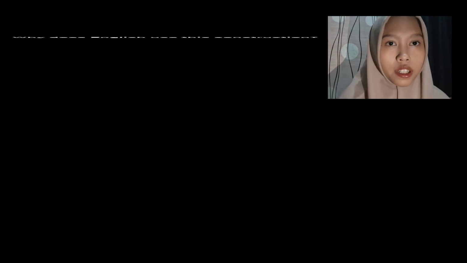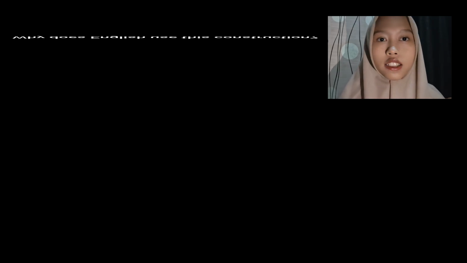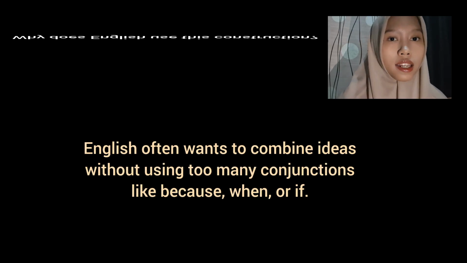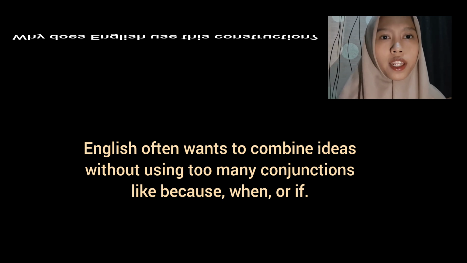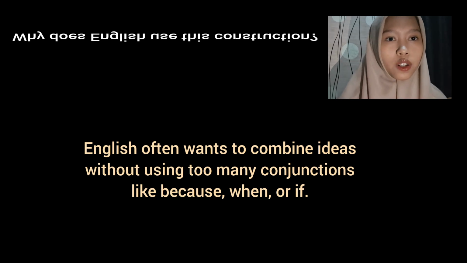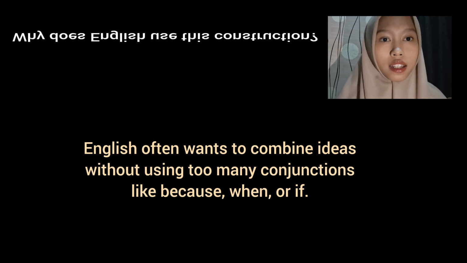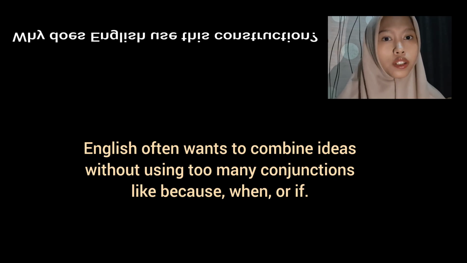Okay, now here's the interesting part. Why does English even use absolute constructions? Because English often wants to combine ideas without using too many conjunctions like because, when, or if. An absolute construction helps writers and speakers make sentences shorter, smoother, and more elegant.